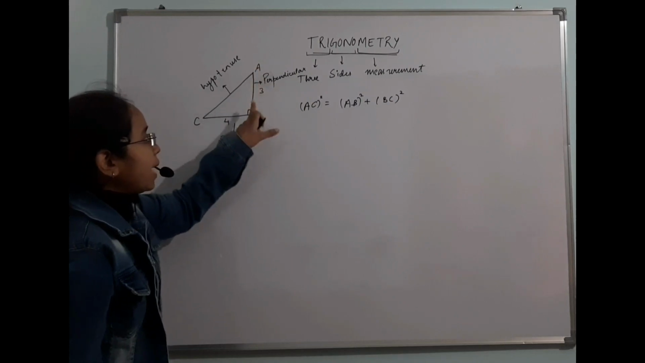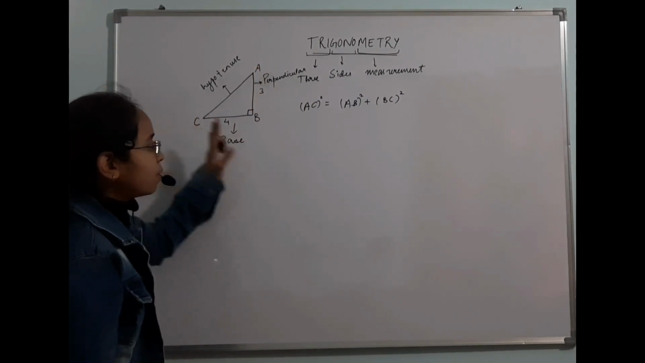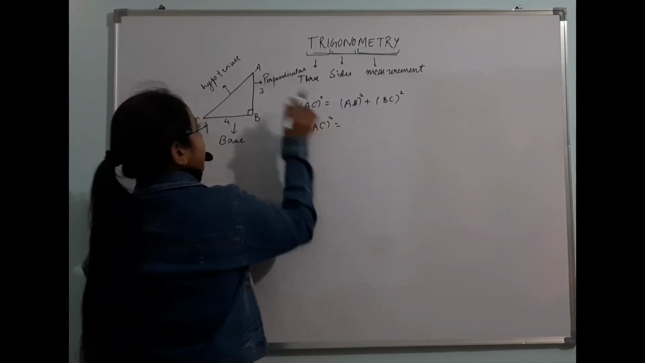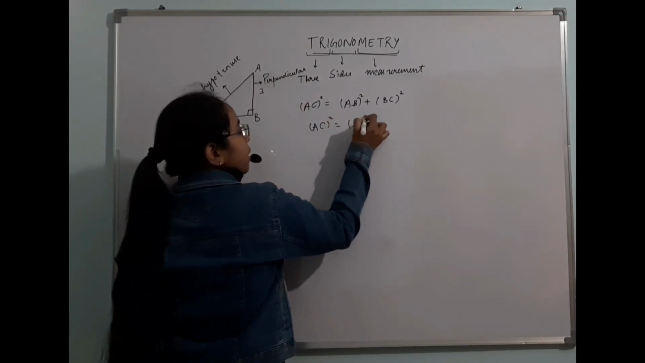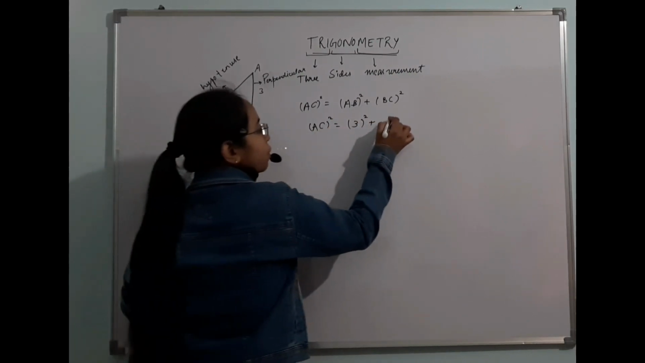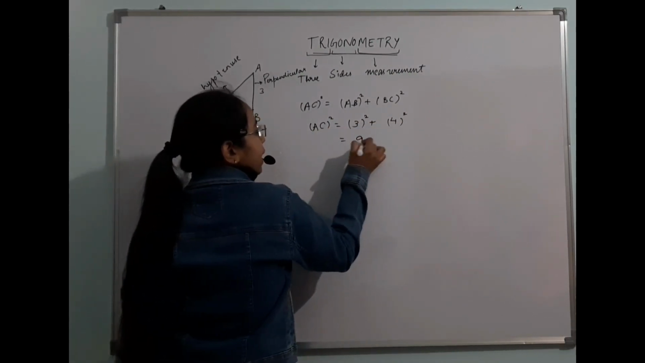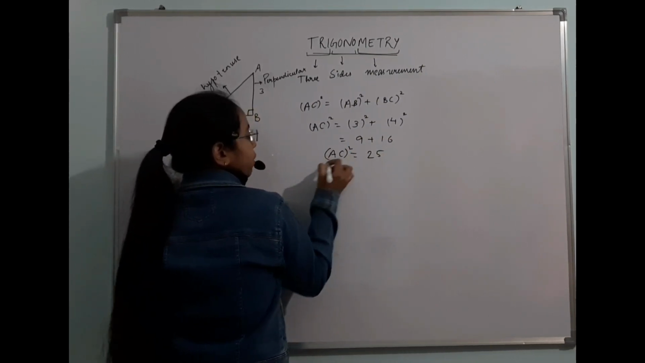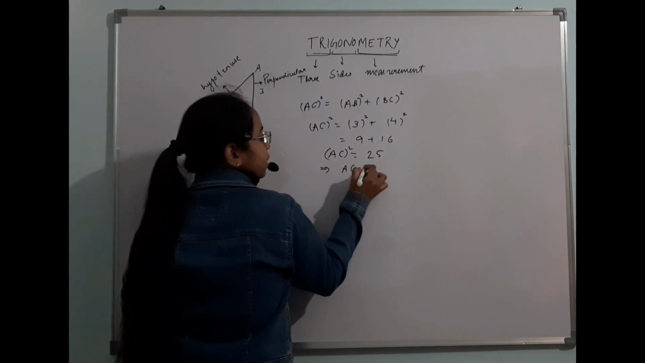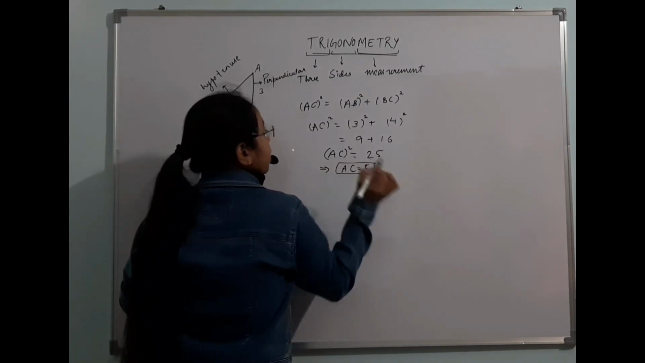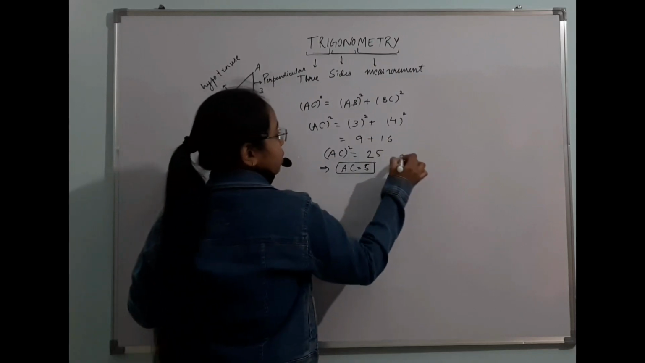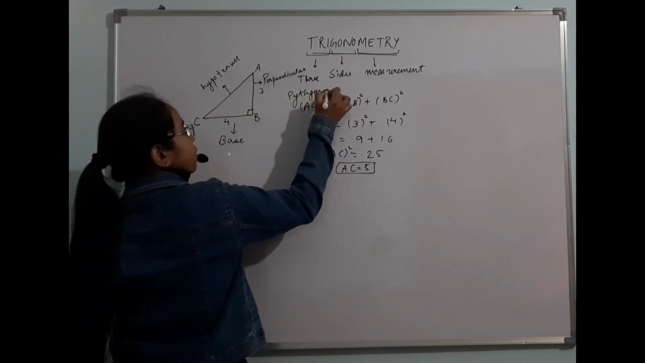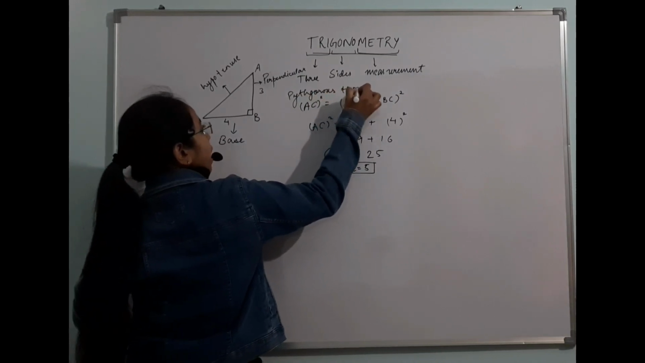Now we are given AB as 3, BC as 4. We can put the values here. AC square equals AB 3, 3 square, plus BC 4, 4 square, 9 plus 16, which is 25. So our AC square is 25. From here we get AC to be 5. So using Pythagoras theorem, we can easily find the missing side of a right angled triangle if two of its sides are given to us.